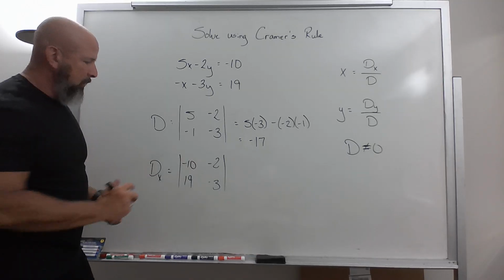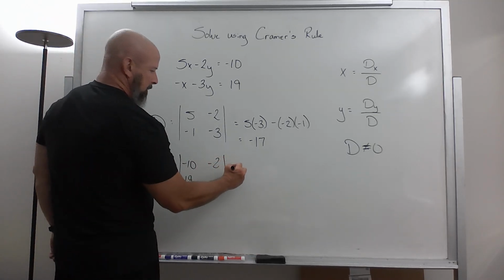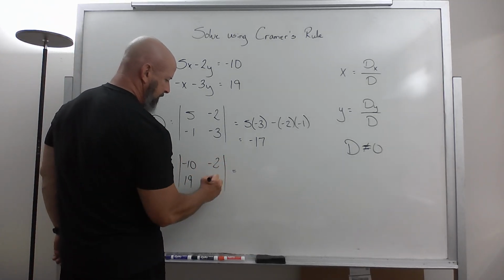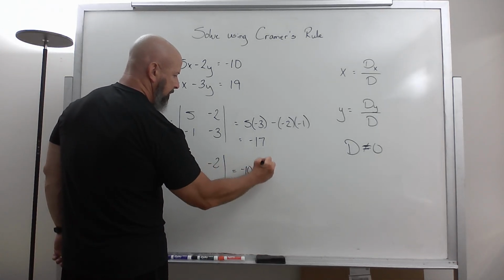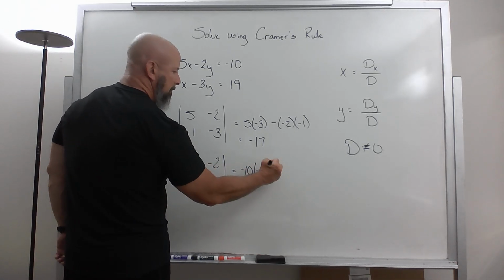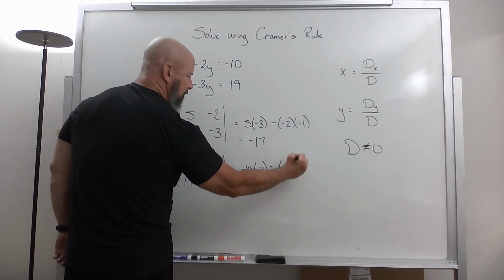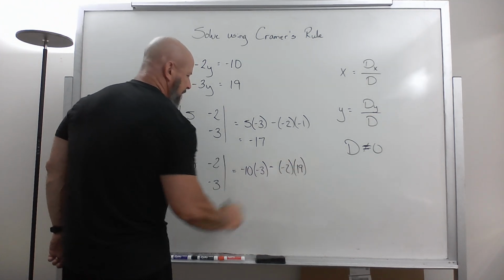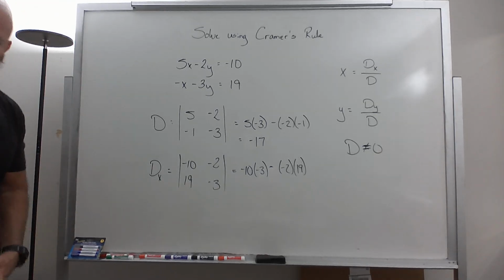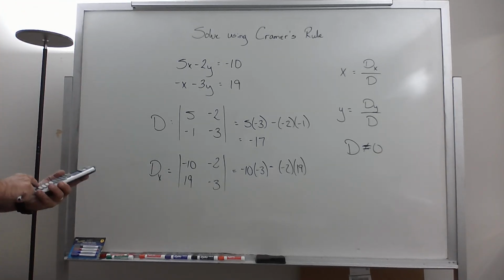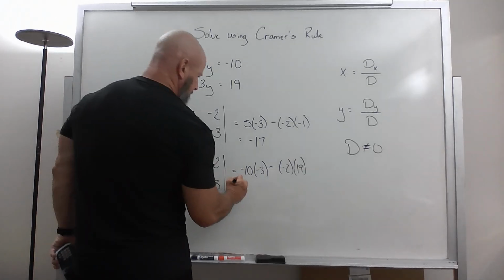Evaluate this 2x2 determinant. -10 times -3 minus -2 times 19. And let's see there. That would give me 30 minus -38, which would be a 68.